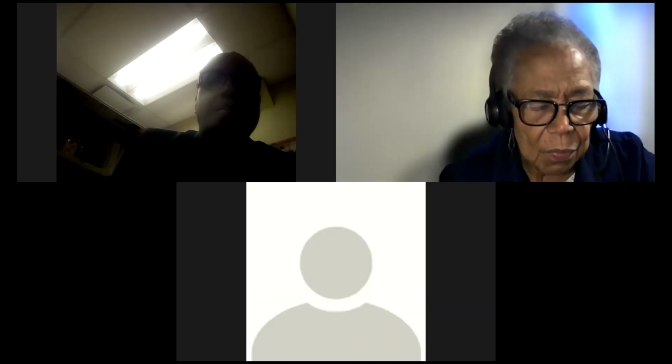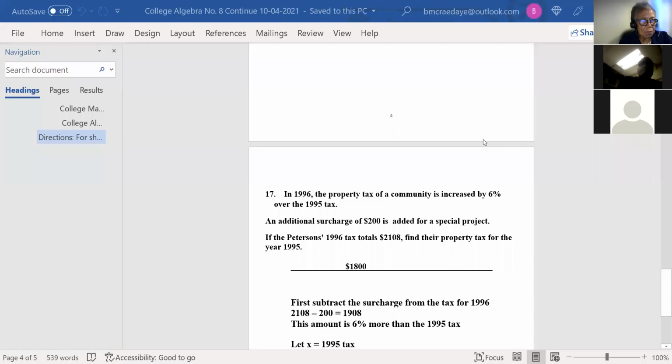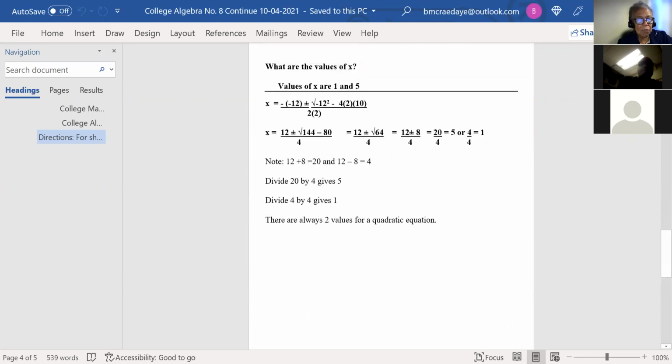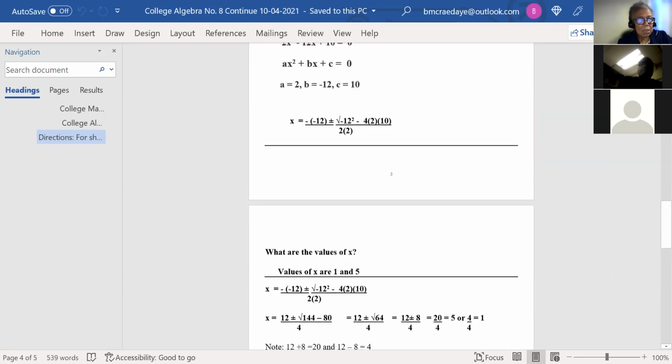Okay, so we're gonna get started with just that. Since you didn't get a chance to look at it, we're gonna look at the continuation of the algebra number 8 worksheet. And I think we stopped with number 14. I think we only had a few problems left. Okay, let's just look at it.